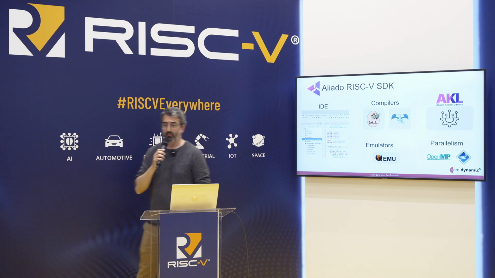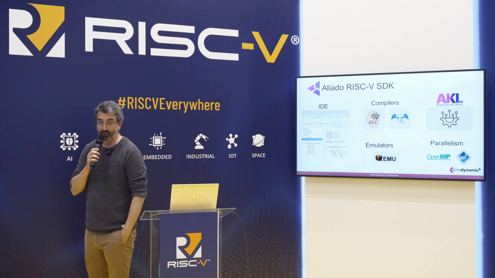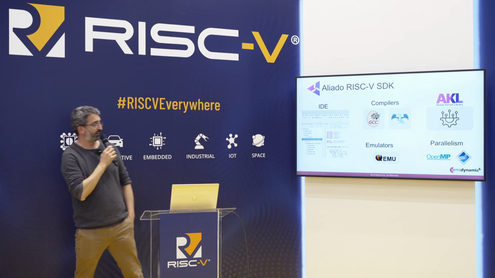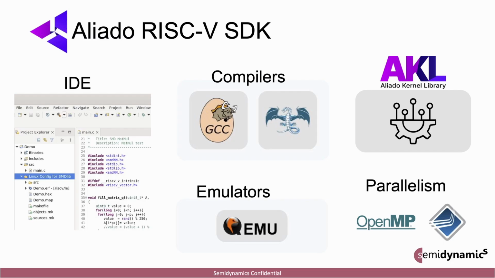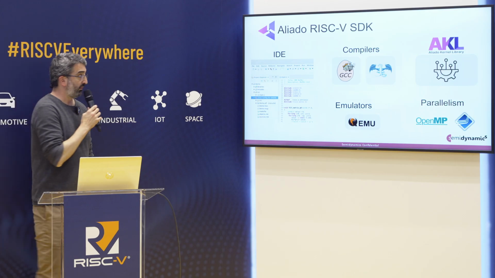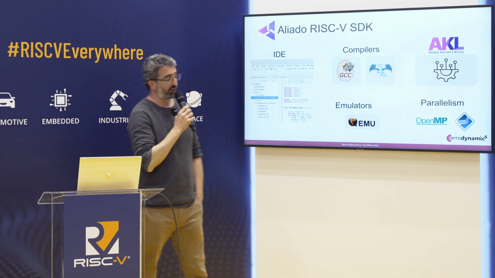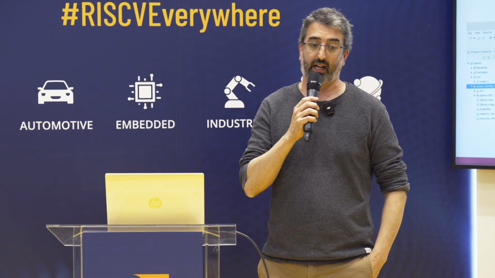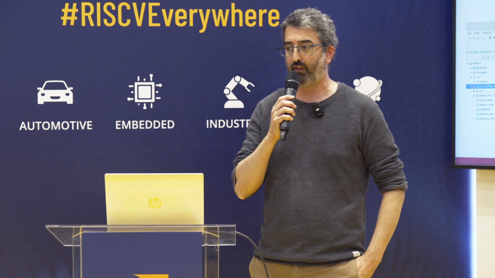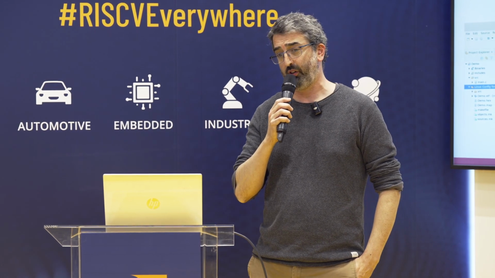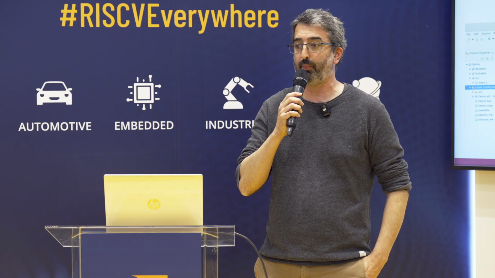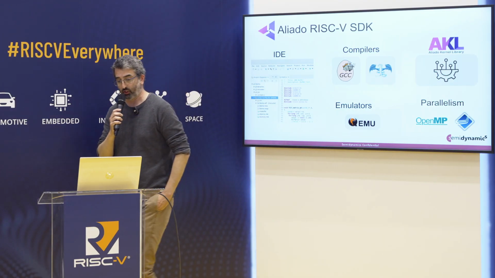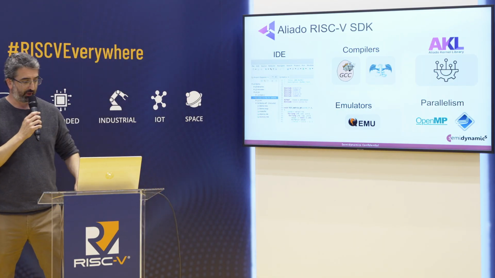We provide as well our own QEMU version for Semidynamics hardware. It's a functional emulation of the hardware itself. It works exactly as it will work in FPGAs or in the real ASIC. And everything goes together with the Aliado kernel library. That is the key part of everything together. Aliado kernel library is a highly optimized set of functions and operators to use in your AI inferencing as well as in your applications. Everything supports total parallelism in our environments.